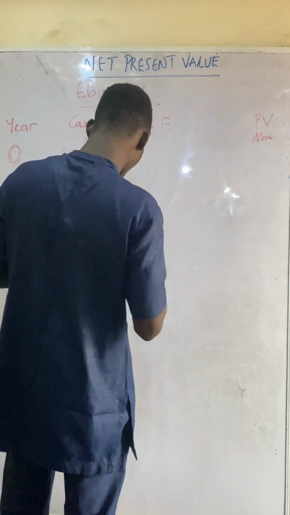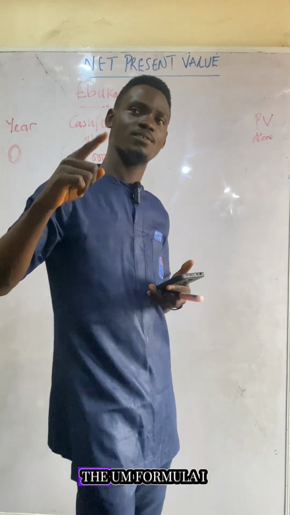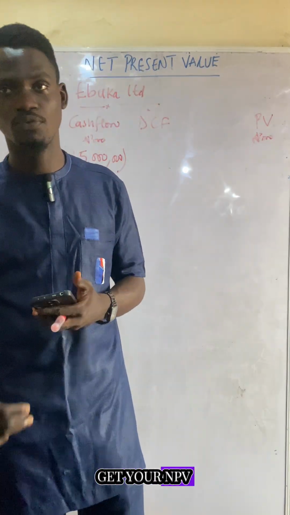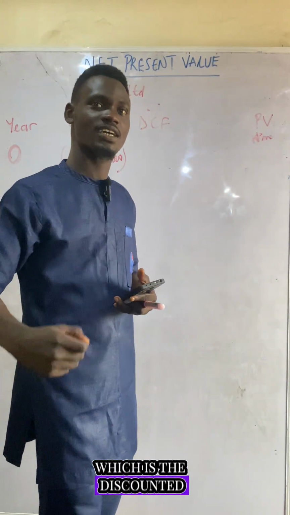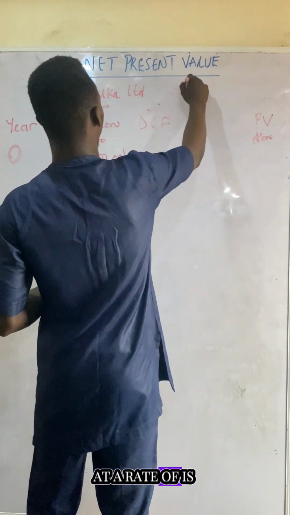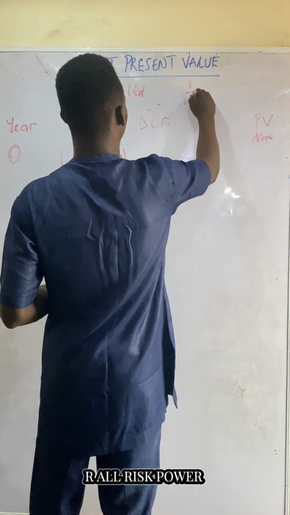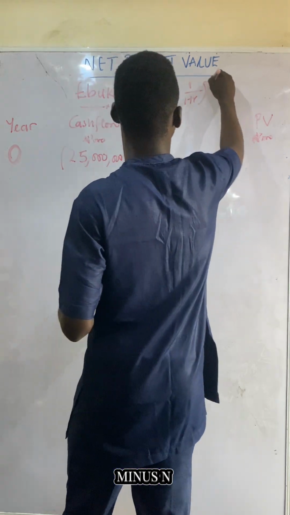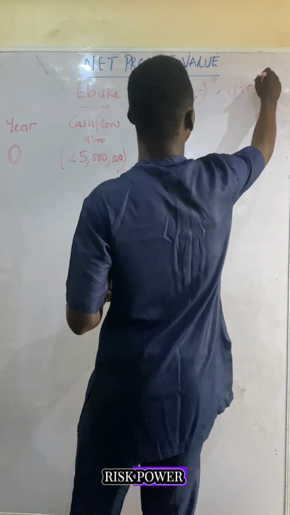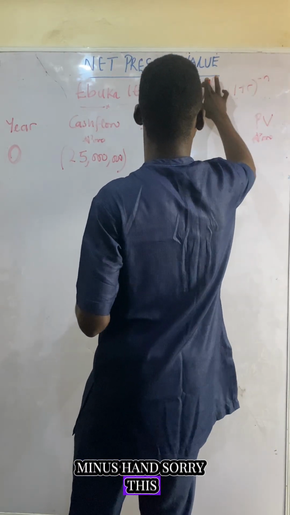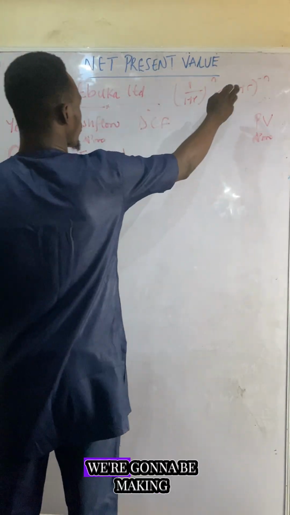To move on is our discounted cash flow. If you remember the formula I gave you to get your NPV, you have PV times DCF, and our DCF, the discounted cash flow, is defined as 1 over (1 plus R) all raised to power n, or (1 plus R) all raised to power minus n. So for the sake of this question, this is the one we're going to make use of.